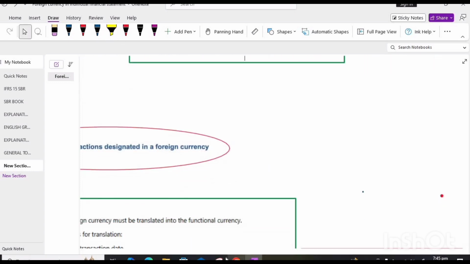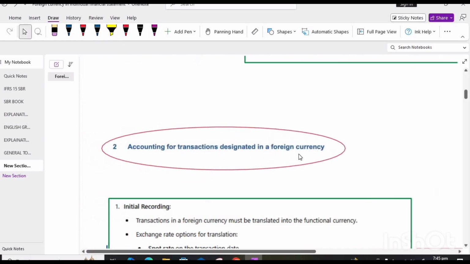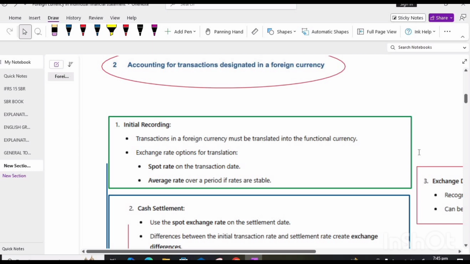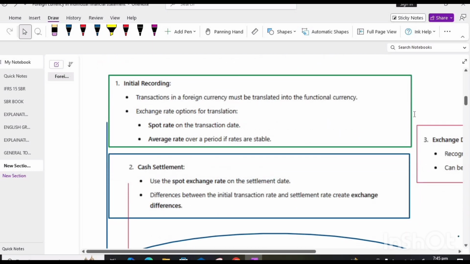Let's move on. We have another concept. Now we have to discuss the accounting for transactions denominated in a foreign currency. There is a recognition criteria for what you will do when you are recognizing. Initially, when there is a transaction in the foreign currency, it must be translated. So you have to translate that into your functional currency.